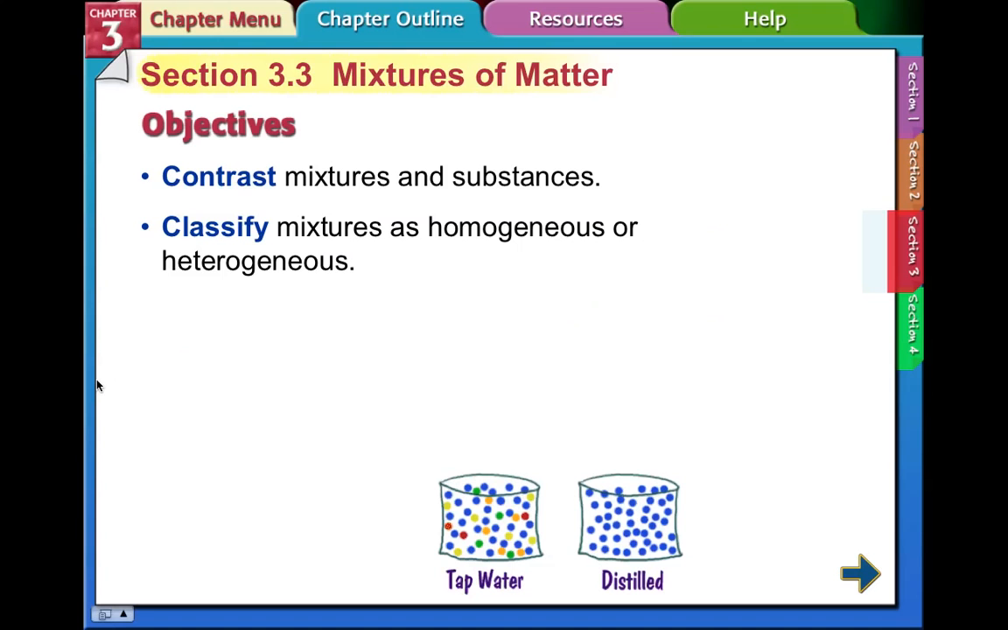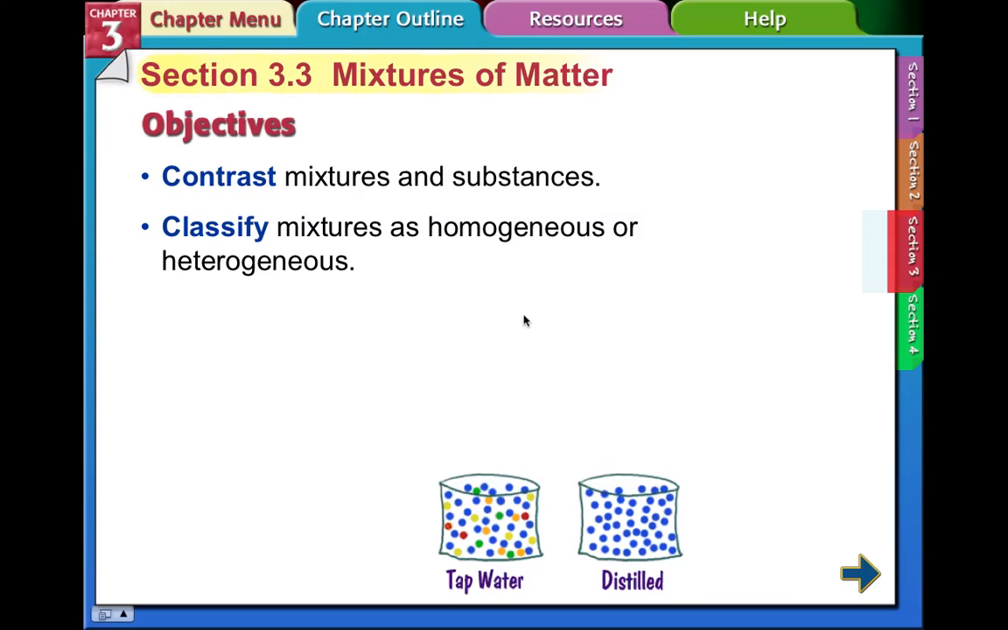Chapter 3, still talking about matter. In section 1, we talked about the properties of matter, physical property and a chemical property. In section 2, we talked about the changes that matter can go through, a physical change or a chemical change. In section 3, we're going to talk about how matter is mixed together.